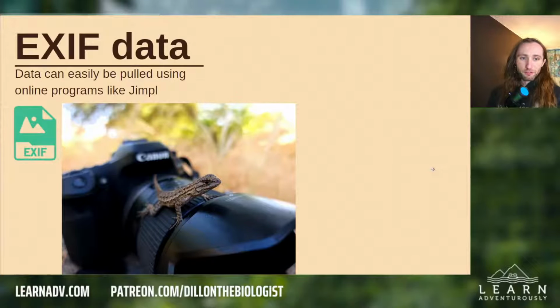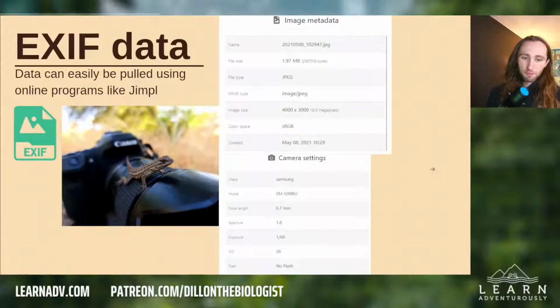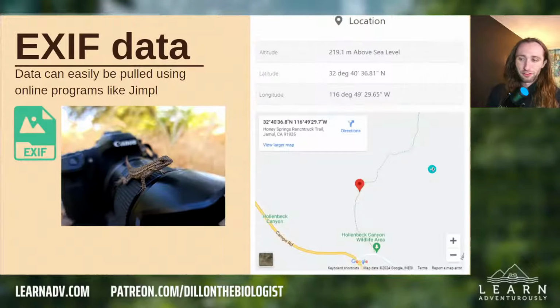I snapped it with my phone, and I just went to jimpl.com, and it pulled all this image metadata. So the name, the file size, the file type. It also pulled all my camera settings. So this is taken with my Samsung. It had a focal length of 6.7, had the exposure, the ISO, like all that. It takes all this data. And of course, it took my exact GPS point location.